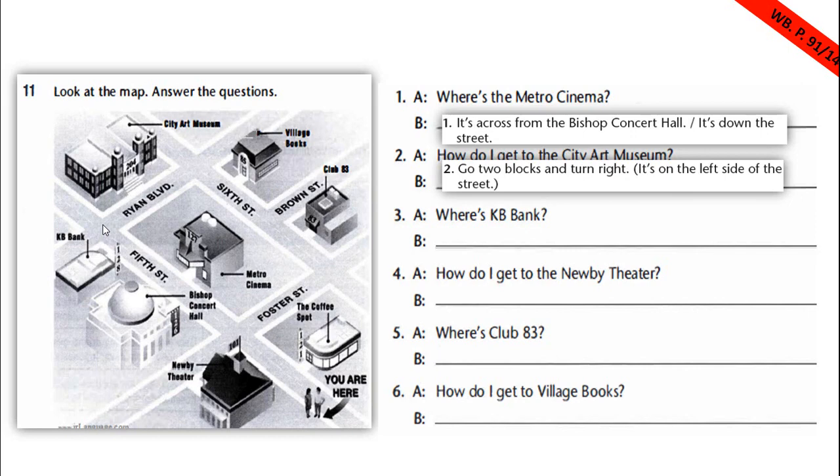Number 3, where is the KB bank? Can you see the bank? I think it's easy again. It's next to the concert hall. Notice that the bank is next to, or near, the concert hall. So next to. It's easy again. I will ask you to complete number 4, 5, and 6 at home as practice and homework. Okay?